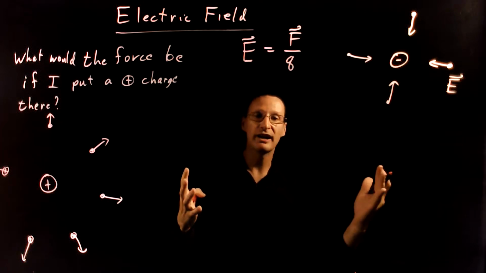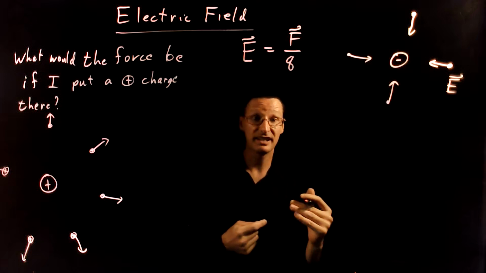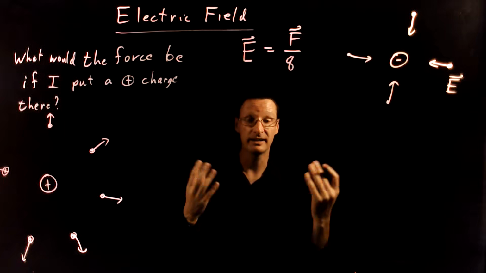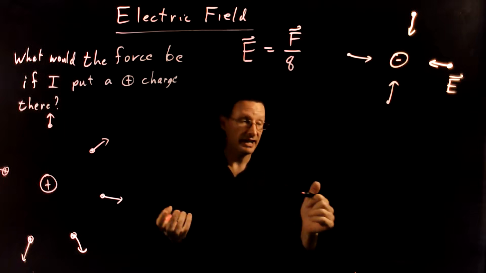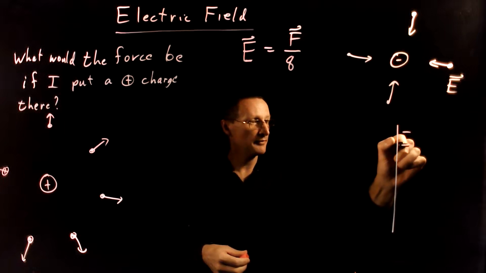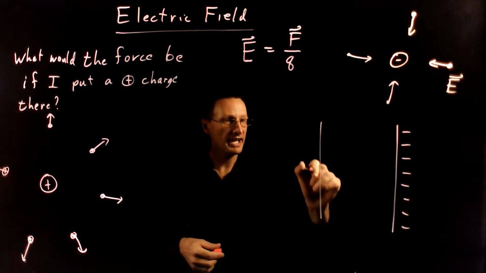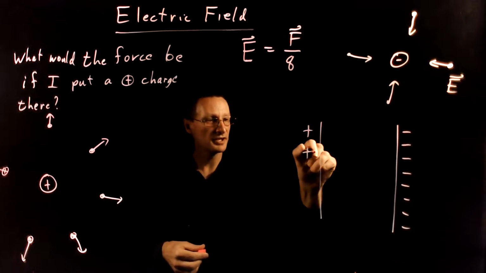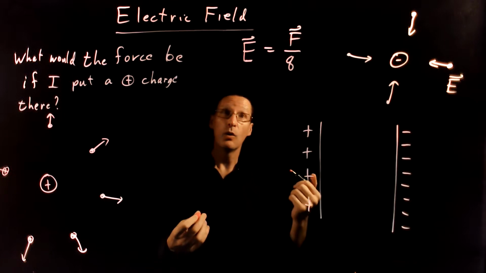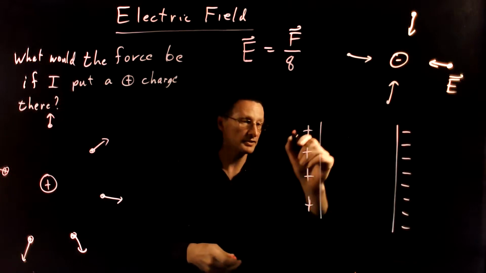Now, of course, I can't draw a vector at every point in space, so I just draw a few representative ones like this, and that gives me an idea. I can fill in the blanks with my mind. All right, that's what it is for those situations. Now, what about in a situation like this where I have a line of negative charge here and a line of positive charge here? Again, I ask myself, which way would the force be if I put a positive charge there? So these are two real charges.